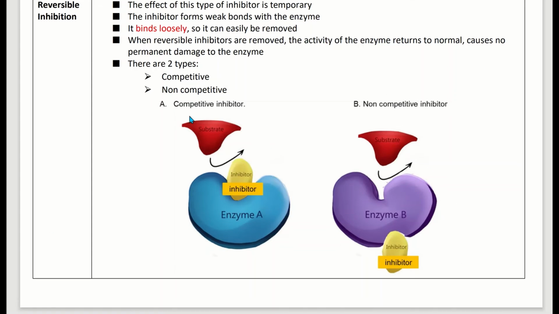Saya cakap tadi, kalau yang competitive inhibitor, dia akan berlumba dengan substrate untuk bind dekat active site. So ini adalah active site. Kalau non-competitive inhibitor ni, dia bind dekat allosteric site. Bila non-competitive inhibitor ni bind to the allosteric site, dia akan ubah, change the shape of the active site. So sekarang substrate tak boleh nak masuk ke active site. Okay, ini overall je lah.